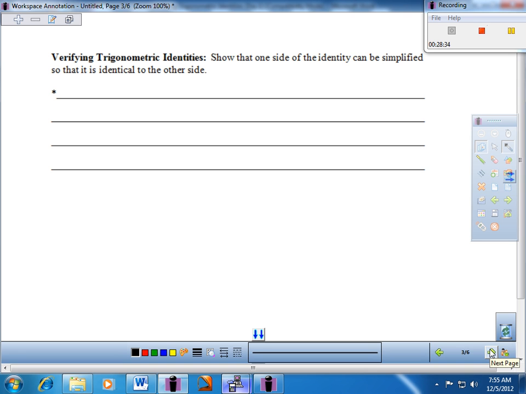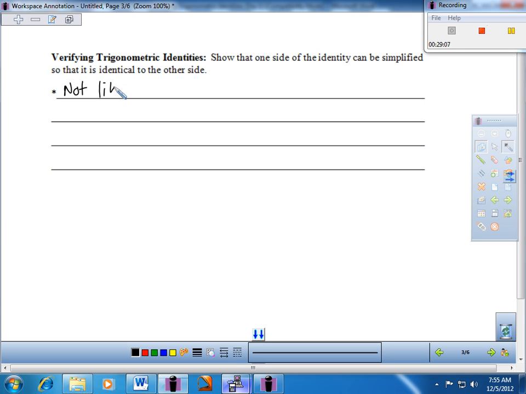So this is what's called verifying trigonometric identities, and as it says on your paper, we are going to very simply show that one side of the identity can be simplified so that it's identical to the other side. Now there's a little asterisk and a few lines right here, so bear with me on this. We're going to put a few things into the mix right here, and then I'll just give a quick verbal explanation before we try a couple ideas out. So we have to be careful. We do have to change our mindset here, and it's almost like a little paradox on this.